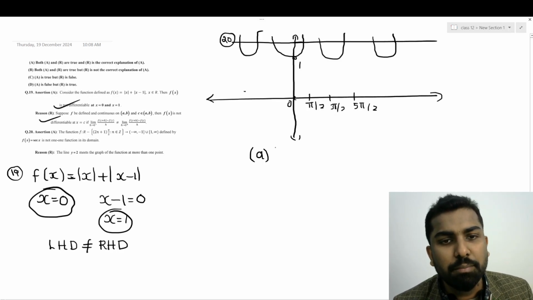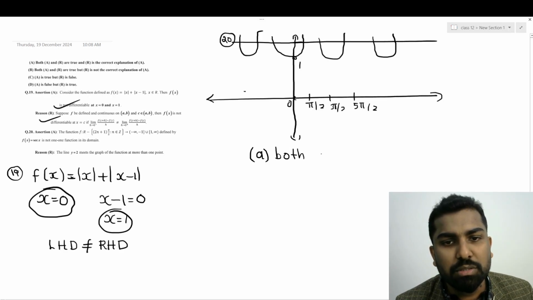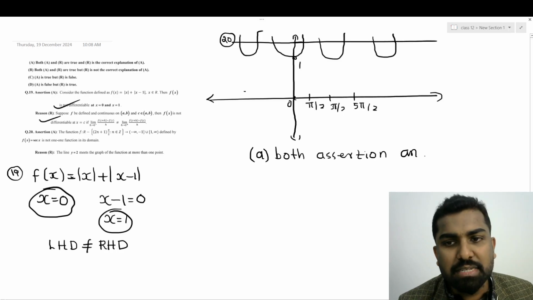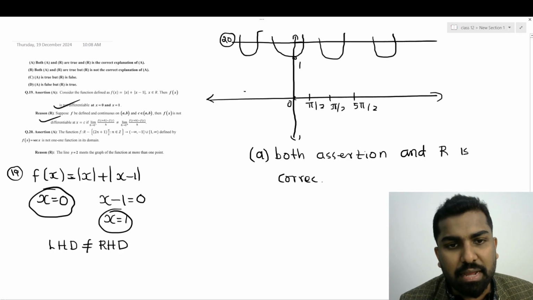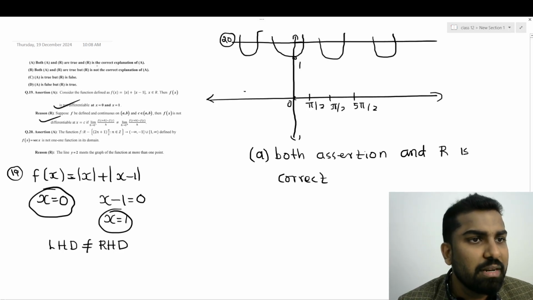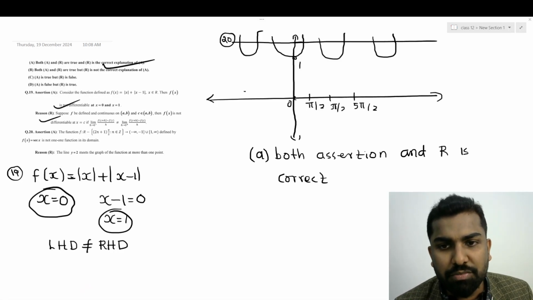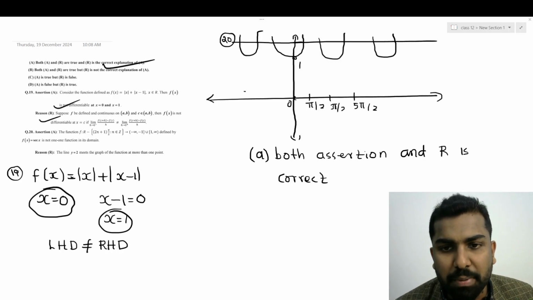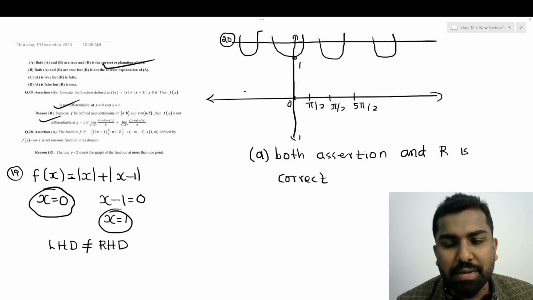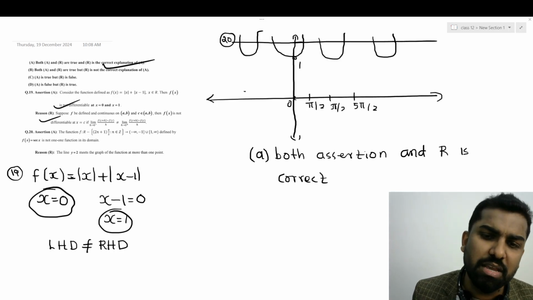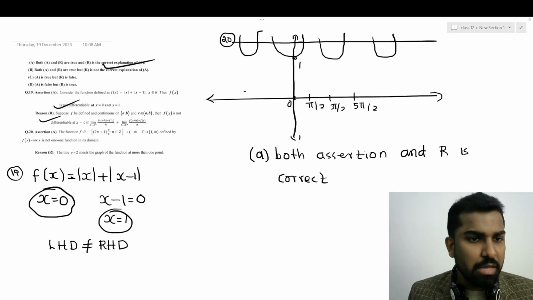So for question number 20 also, we can consider option A as the answer. Both assertion and reason are correct, and the reason is the correct explanation of the assertion. No need to think anything; we only know every trigonometric function is periodic, so it is not one-one in its domain. And if I draw the graph roughly, we can say that y equal to 2 is a line cutting the given function f of x equal to sec x at multiple points. So that's all about it.